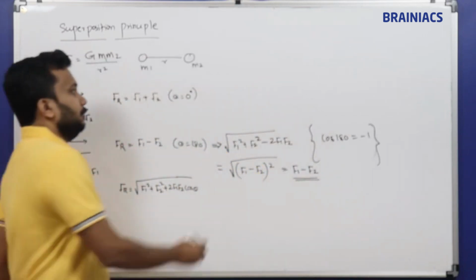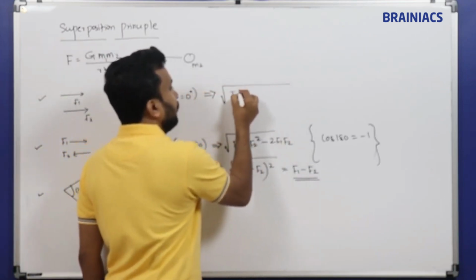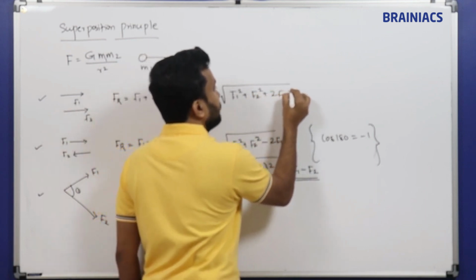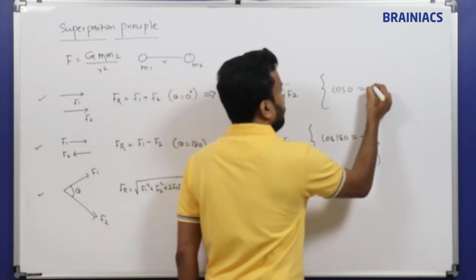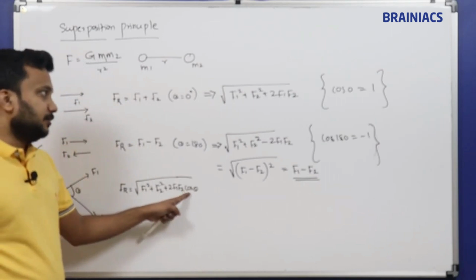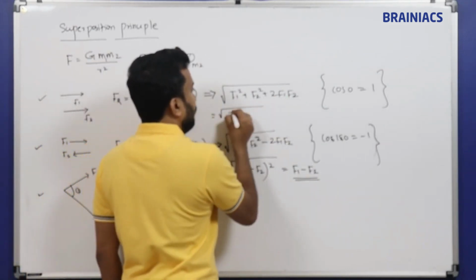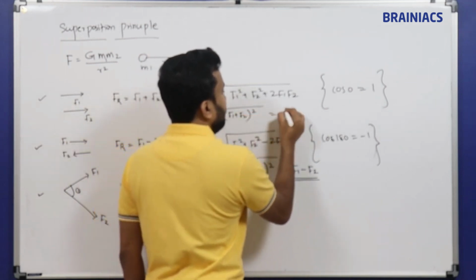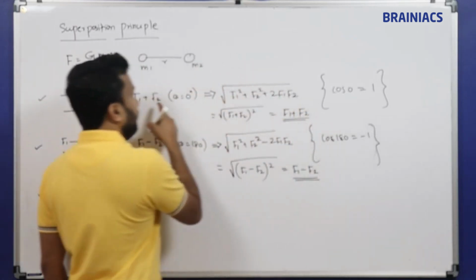Now we'll go one step further. In this case, root of F1 square plus F2 square plus 2 times F1 F2. What is the reason for this? Cos 0 is equal to 1. So if you substitute 1 for cos 0 in this equation, you will get this. This is the same as root of F1 plus F2 the whole square, which is equal to F1 plus F2. This is what we got here also.